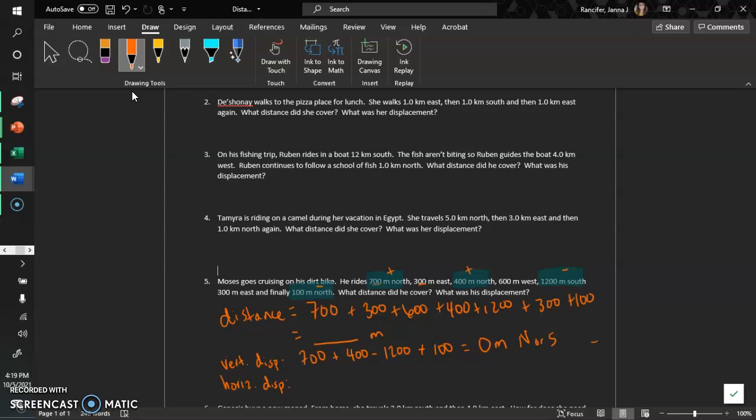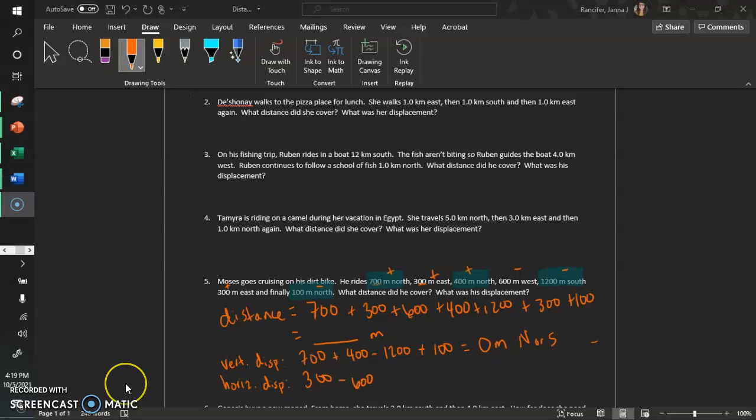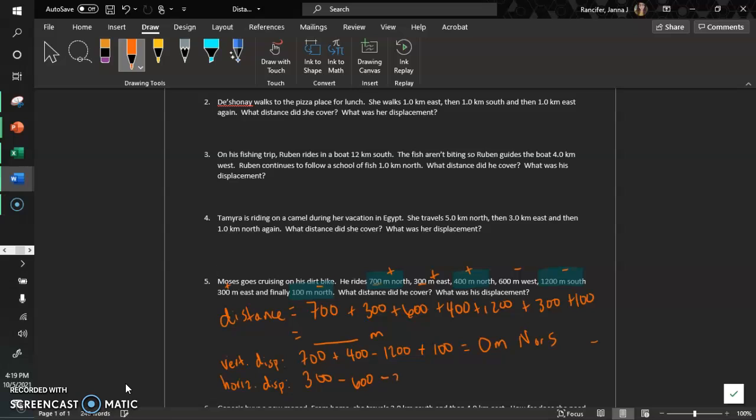For the horizontal displacement, we are going to add up the horizontal directions, and east is positive, west is negative, east is positive, so that's 300 meters minus 600 meters, plus 300 meters, and you'll see that's 0 meters horizontally, 0 meters east or west.